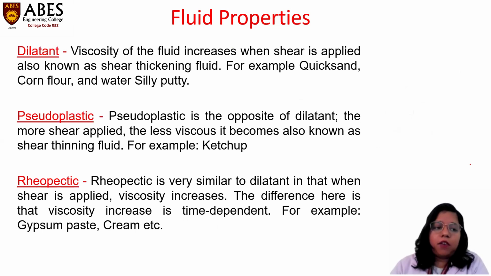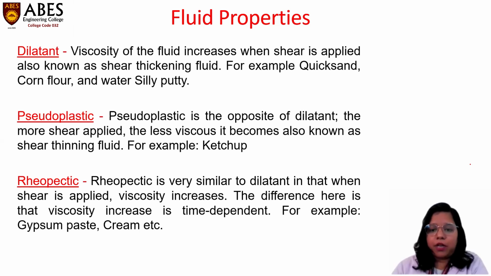The other one is the pseudoplastic type of fluid. Pseudoplastic is the opposite of dilatant, in which the more we apply the shear stress, the less viscous it becomes. The viscosity decreases. It is also known as shear thinning fluids. An example is ketchup.